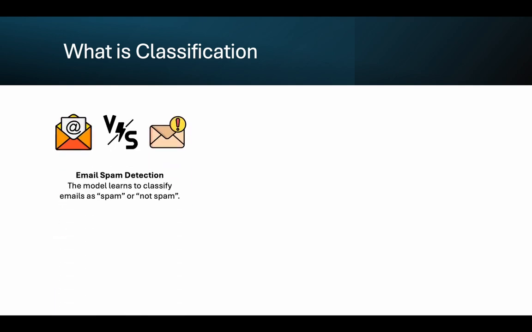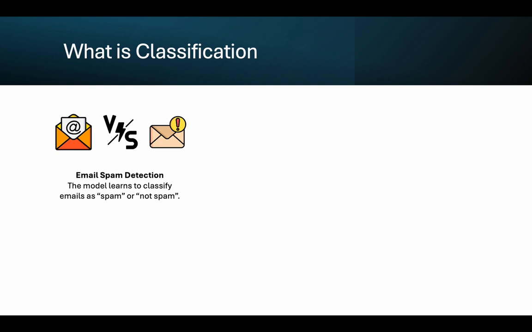Classification is a supervised machine learning task where we teach a model to sort information into categories. The idea is simple. We give the model examples and their correct labels, and it learns how to recognize the patterns that separate one category from another.